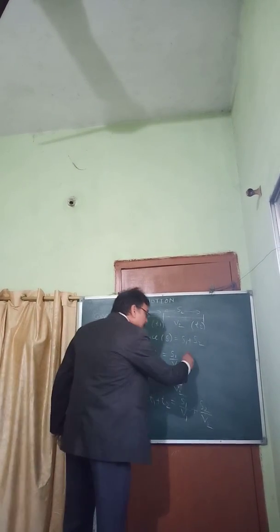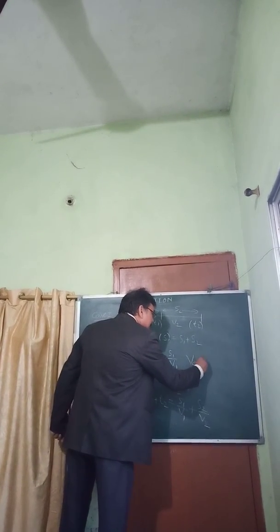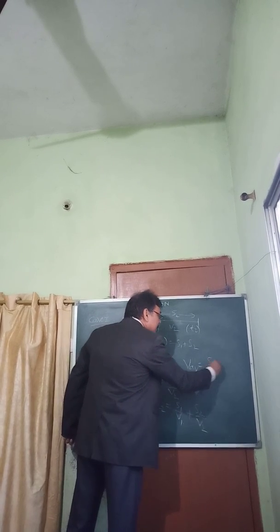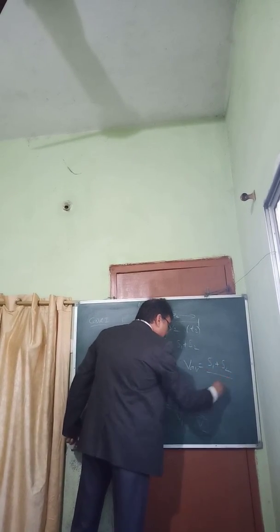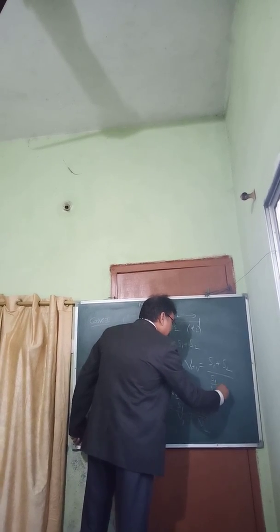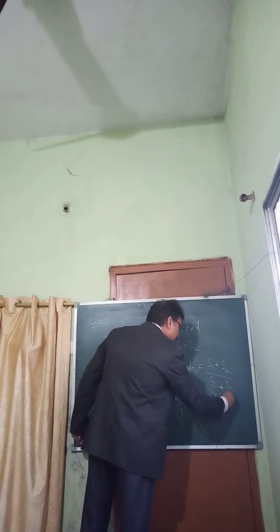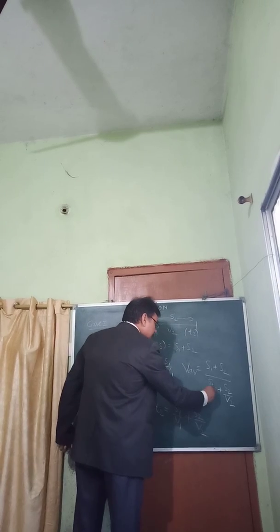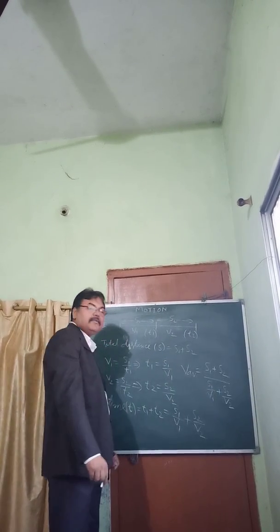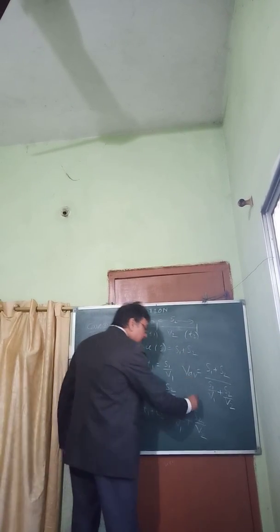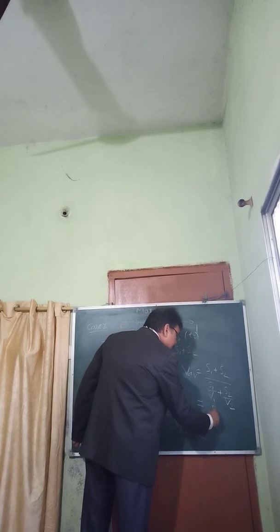So V average is equal to (S1 plus S2) upon (S1 by V1 plus S2 by V2). This we have to solve. We can take the LCM. So this is S1 plus S2.